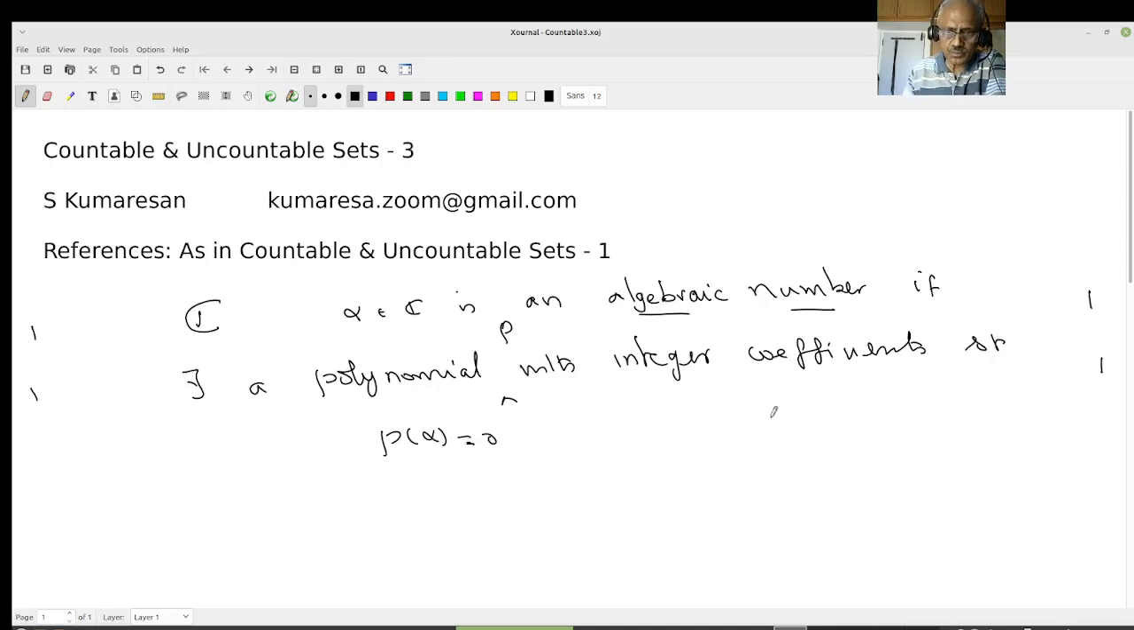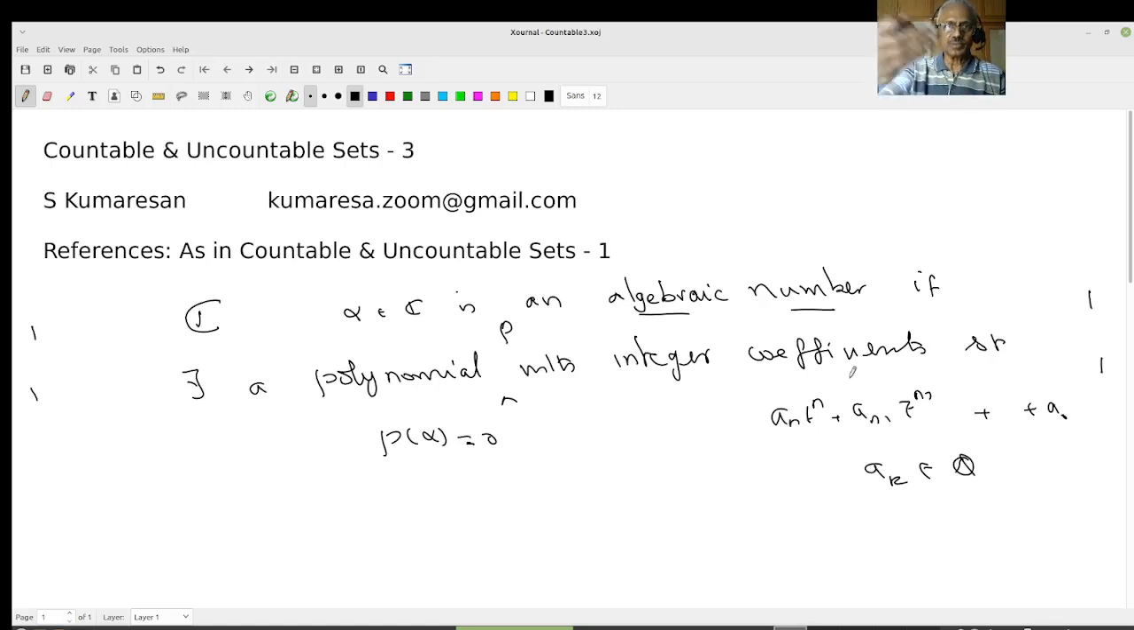In fact, you will see some books say something like this: a_n z^n plus a_{n-1} z^{n-1} plus up to a_0, where all the a_k's are in Q. But you can just multiply by the GCD of all these and bring it to integer coefficients. If you understand, it's well and good, otherwise ignore. So for us, an algebraic number is the root of a polynomial. What kind of polynomial? It's a polynomial whose coefficients are integers.